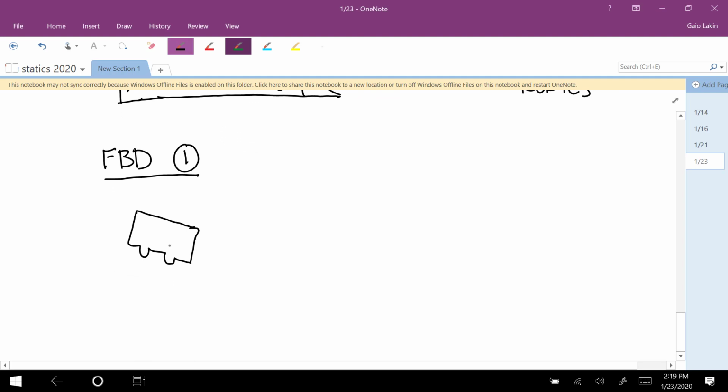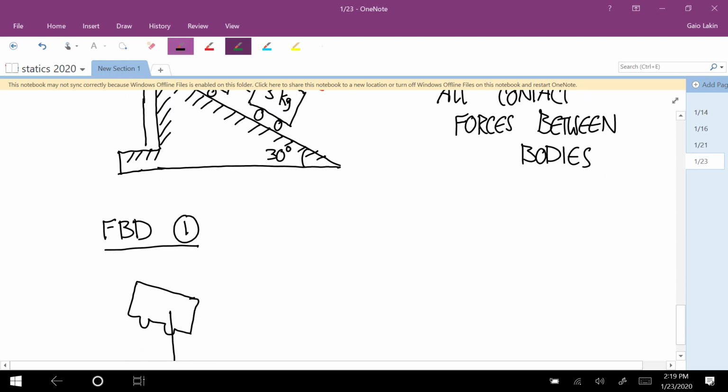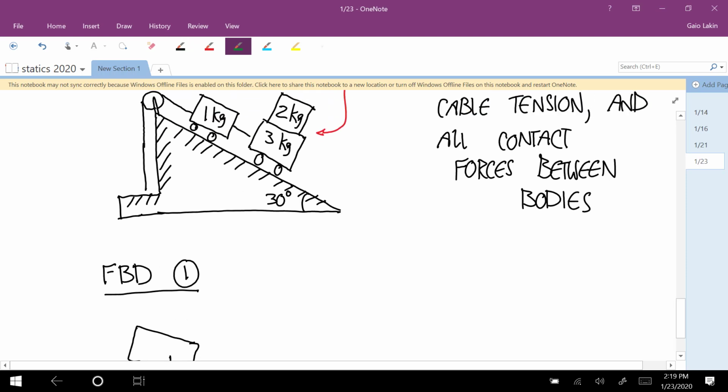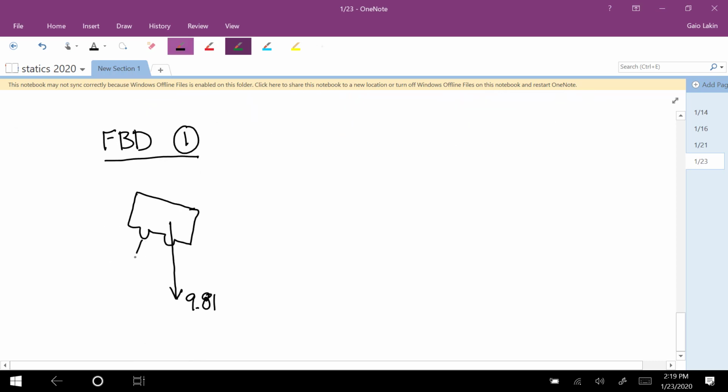There's a weight force. 1 kilogram times 9.81 is 9.81 newtons. And now that we've dealt with the weight, we have to go around the boundary looking for where the surroundings make contact with it. Okay, so starting at the bottom, where is there contact between the 1 kilogram object and the surroundings? The incline, yep, and so that's a normal force because that's a frictionless contact. So that means it's perpendicular to the surface toward the chosen body, so this way. And I'll call that N1.